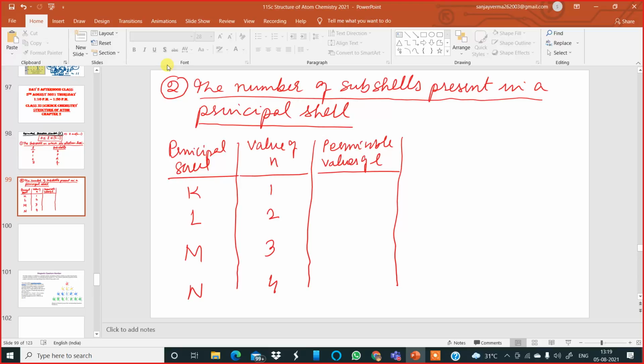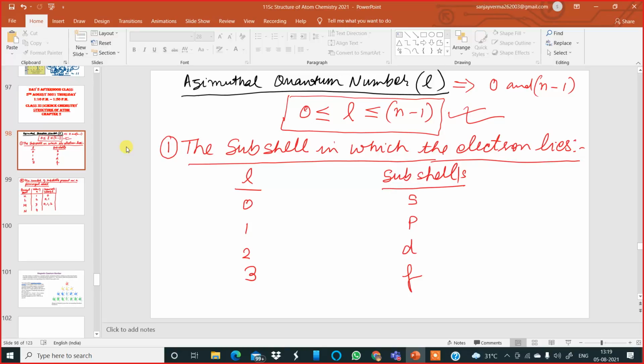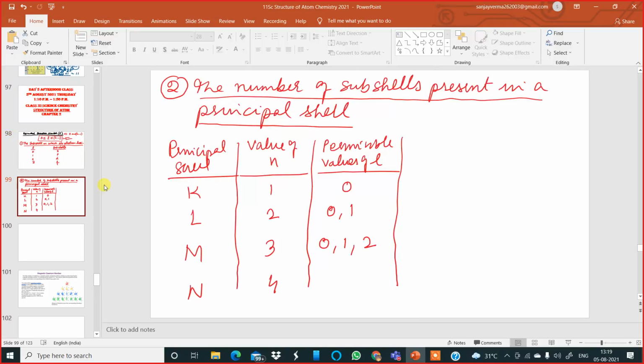For the K shell, the value of n is 1, so the value of l will be 0. For n equal to 2, the value of l will be two values, 0 and 1. For n equal to 3, there will be three values, 0, 1, 2. I think you are getting the idea now. This is the relation I am following just now, to write the permissible values of l. And for n equal to 4, the permissible values of l are 0, 1, 2, and 3.